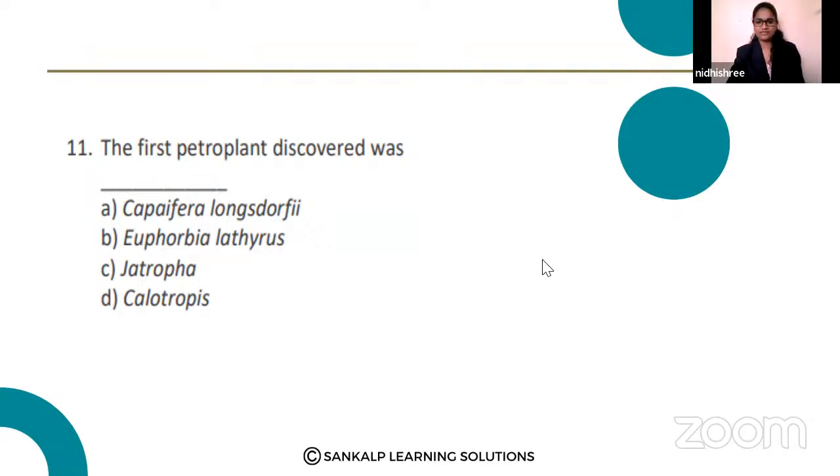Okay. Yes, I got 11 messages. Most of you voted for option B. Few of you selected option B, Calotropis. Okay. The right answer is Euphorbia lateris. Euphorbia lateris is a first petro plant.